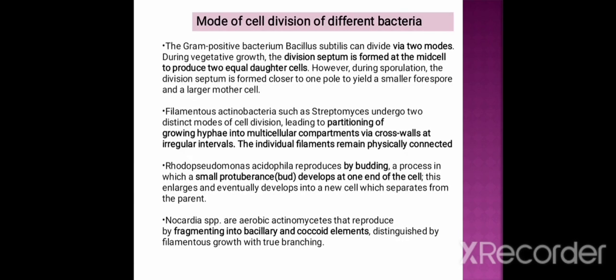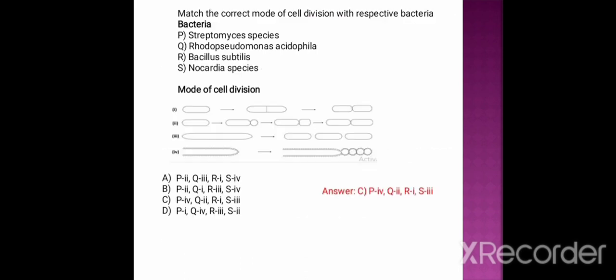Next is Rhodopseudomonas acidophila, which reproduces by budding, a process in which a small protuberance or bud develops at one end of the cell, and this enlarges and eventually develops into a new cell which separates from the parent. In option 2, a bud develops at one end of the cell that enlarges and eventually produces 2 cells. That is for Q, Rhodopseudomonas acidophila. The option is 2. In the answer also, Q is 2.